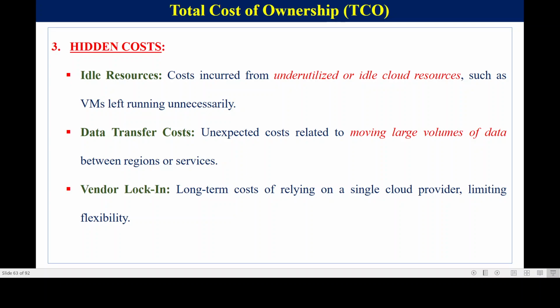And the next one is vendor lock-in. Suppose an organization builds all its applications using AWS-specific services. Later, if it wants to move to Azure or Google Cloud, migration becomes difficult and expensive. This long-term dependency is called vendor lock-in, and it also contributes to total cost of ownership.